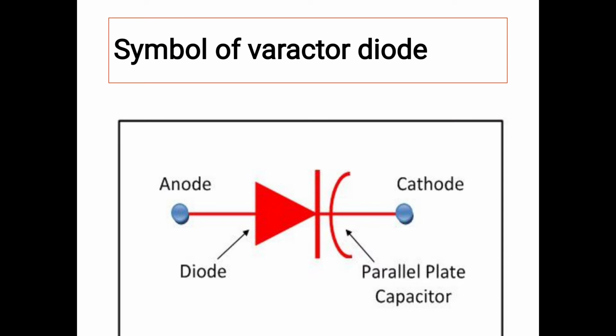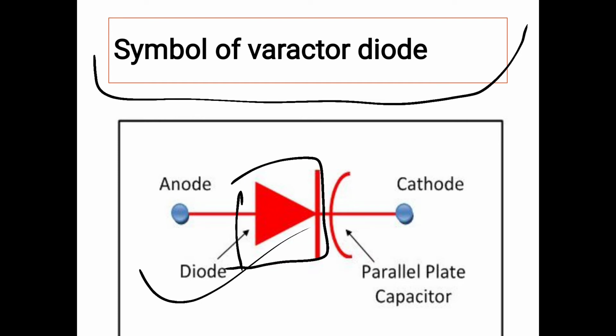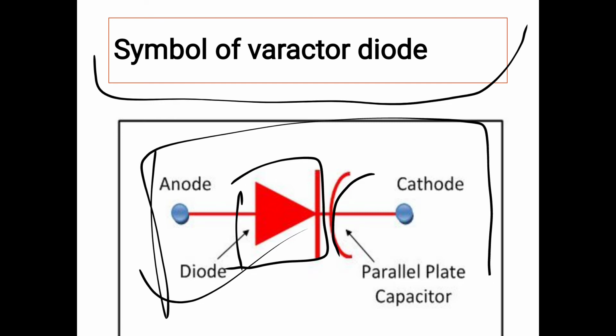So you can see this is the symbol of the varactor diode. This portion is representing the normal p-n junction diode and this symbol is representing the parallel plate capacitor. So the whole figure is the symbol for the varactor diode. This is the anode, this is our cathode.